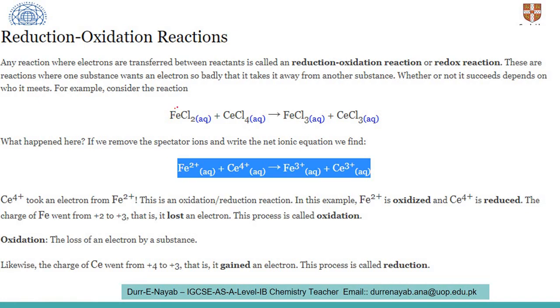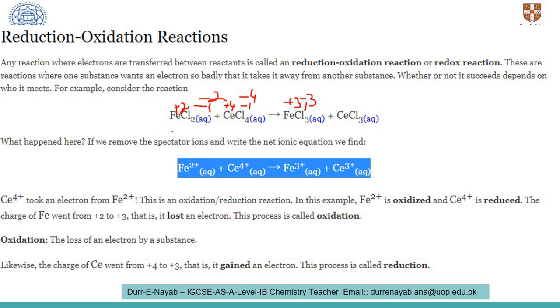iron here that is in a +2 oxidation state. Chlorine, for one chlorine, that is -1. For two, it will be -2. Cerium over here is in a +4 state, and for one chlorine -1, and for four -4. In this compound, which is called ferric chloride, for one -1, and for three chlorine we have -3. Iron, in this case, has the oxidation state +3.